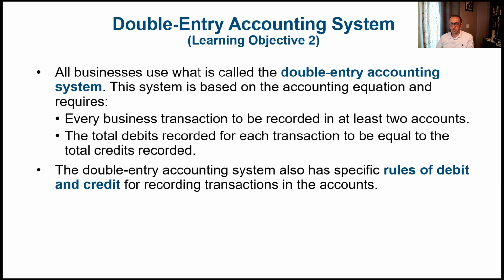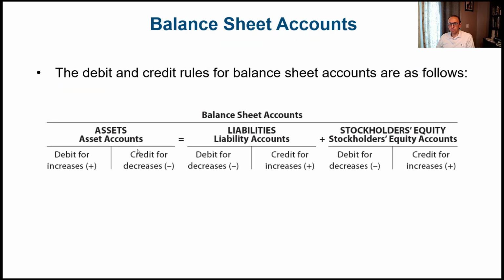The total debits recorded for each transaction is equal to the total credits recorded. It has to be that way. So whatever is recorded on the debit should always match what's recorded on the credit. The double entry accounting system also has specific rules of debits and credits for recording transactions and accounts. So let's see these rules.